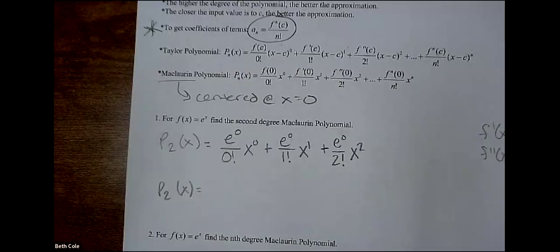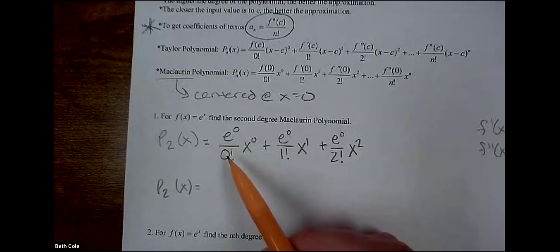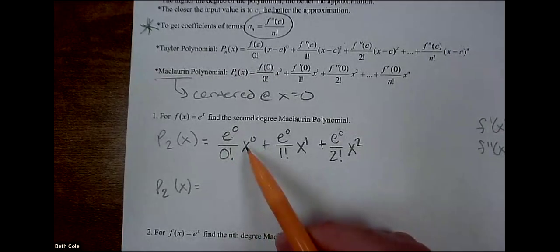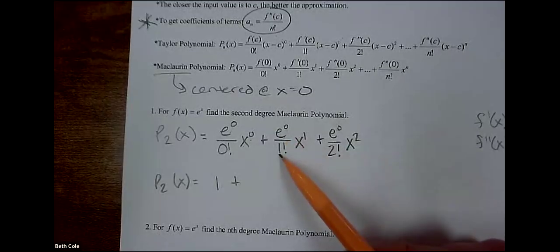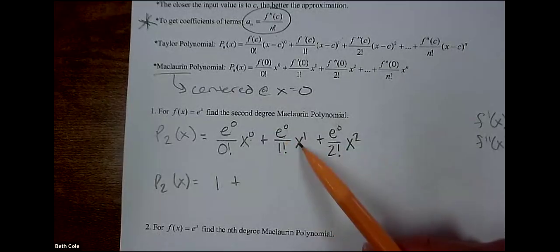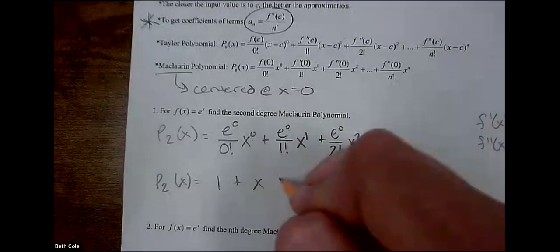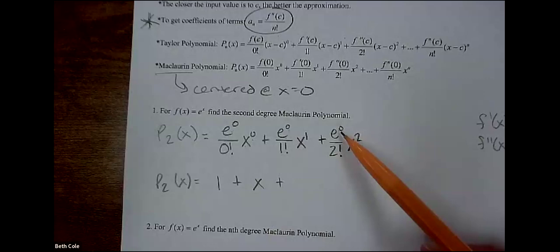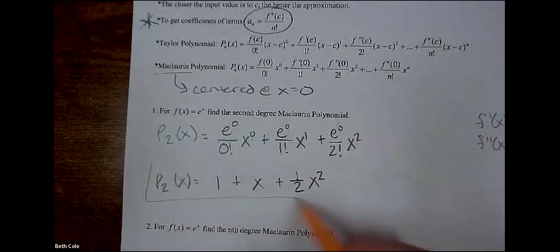All right, what is anything to the 0 power? 1. So this is 1. Weirdly, 0 factorial is also 1. It can't be 0. That wouldn't make any sense. And then this would also be 1. So that entire first term is 1. This would also be 1 over 1. But then we actually have something there, which is x. So 1x. And then this would be 1 over 2 factorial, which is just 2, and then x squared. So this is our answer.